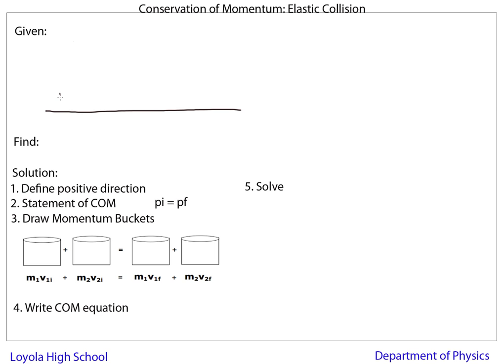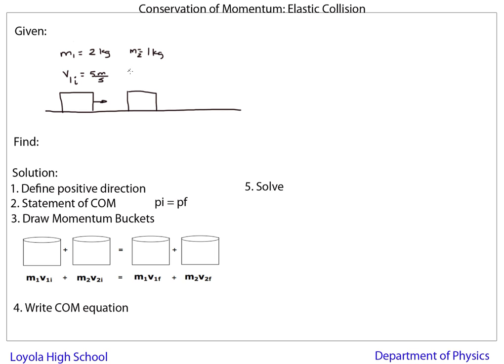So I'm going to have two cars here, and I'll call them mass 1 and mass 2. Mass 1 is going to be 2 kilograms. Mass 2 is going to be 1 kilogram. And I'm going to say that the initial velocity of car 1, v1i for initial, is 5 meters per second. So it's traveling like this, 5 meters per second to the right.